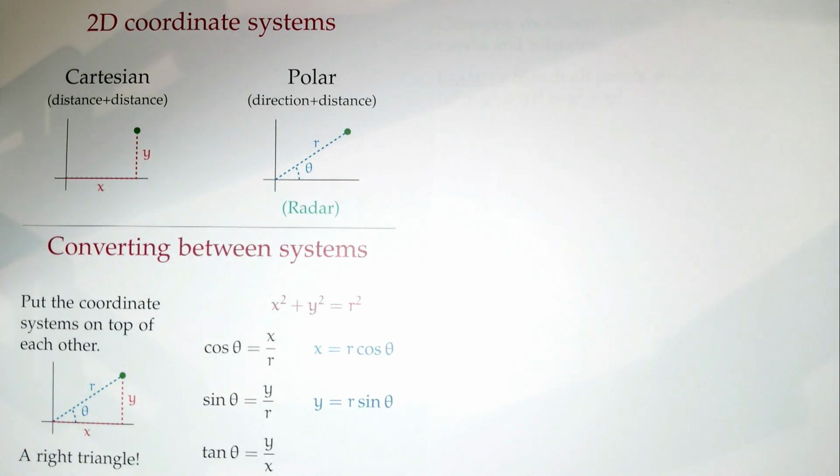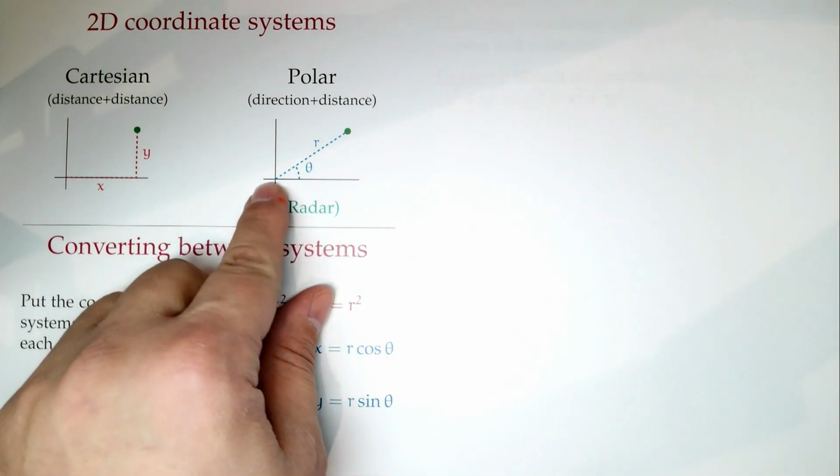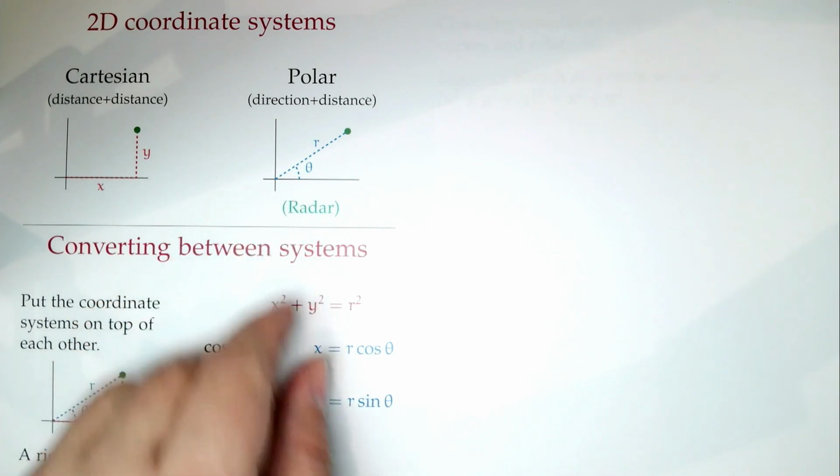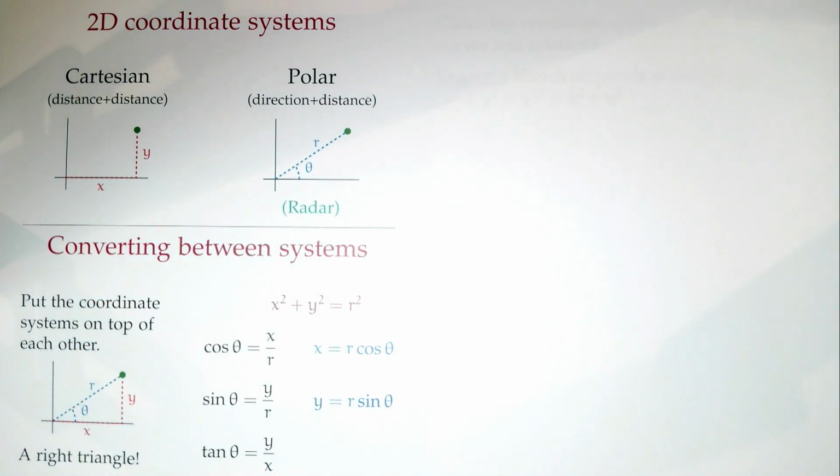Now there's another coordinate system that we saw last semester in Calculus 2, which is called polar. Now polar works a little bit differently. It uses a direction and a distance. So it's not a distance plus a distance, it's a direction plus a distance. And the idea is you start from the origin and you rotate. So I'm at the origin and I rotate some amount.